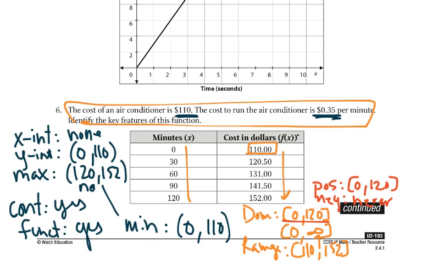Okay. In the same light, it'll never be decreasing, will it? It's always going to be increasing. So increasing would be the same as positive and the domain: 0 to 120 or 0 to infinity.